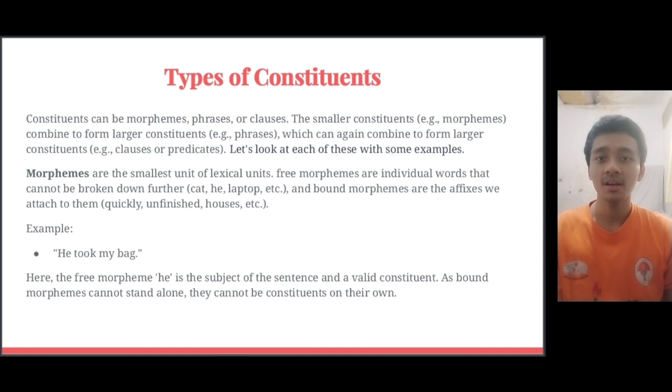So, for example, he took my bag. Here, the free morpheme he is the subject of the sentence and a valid constituent. Bound morphemes cannot stand alone, so they cannot be constituents on their own.